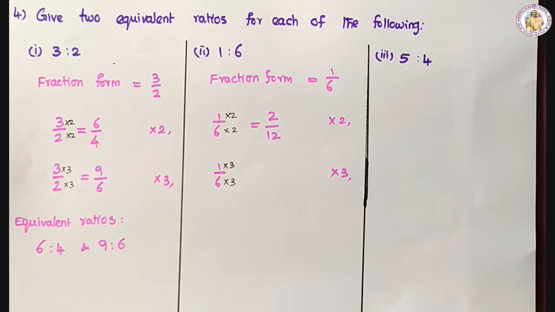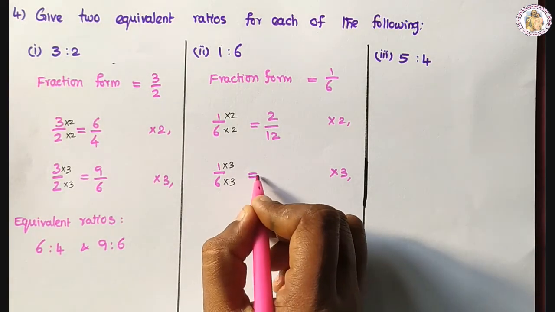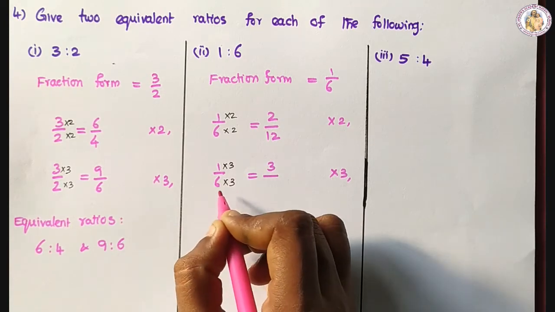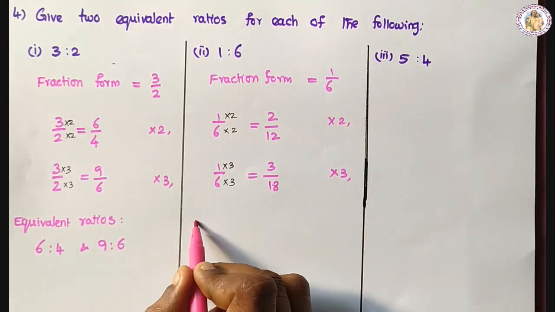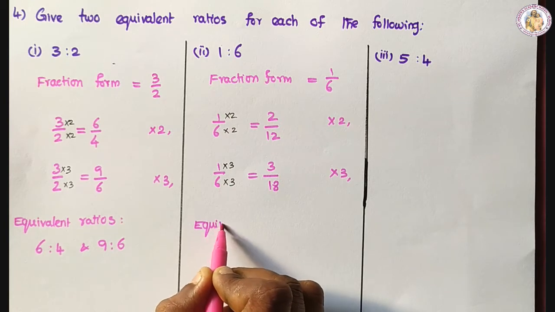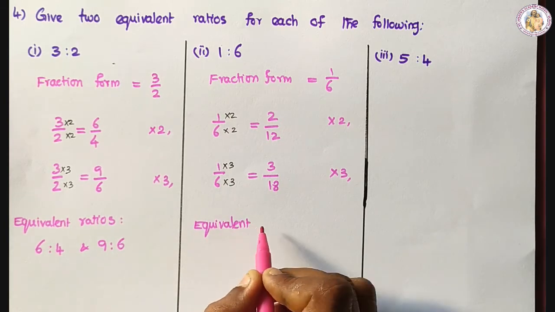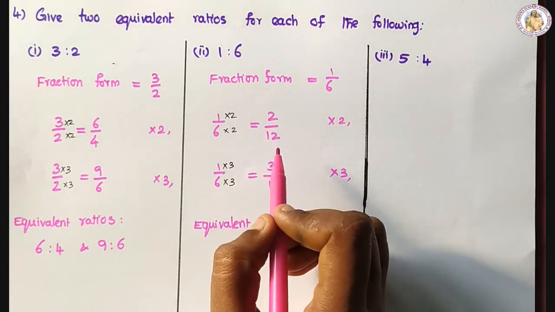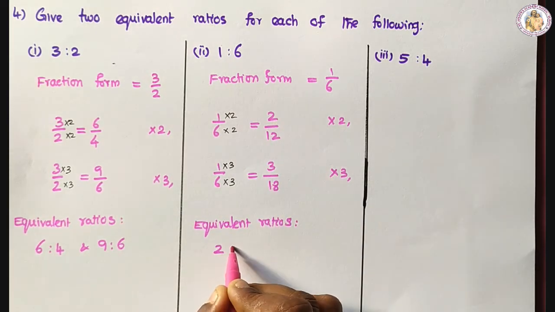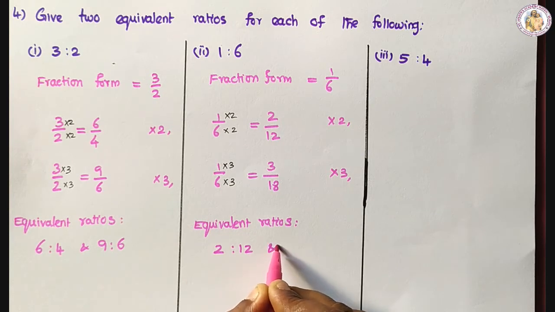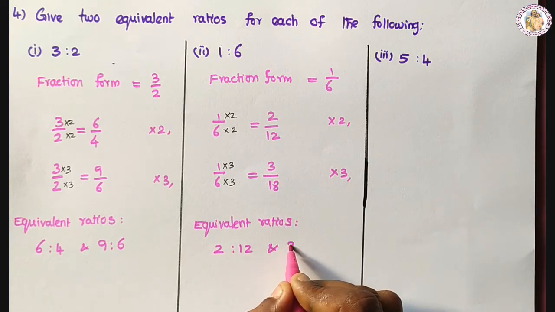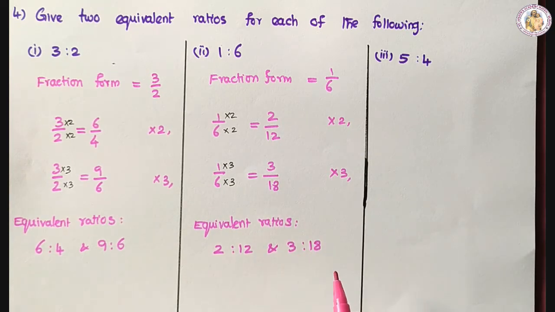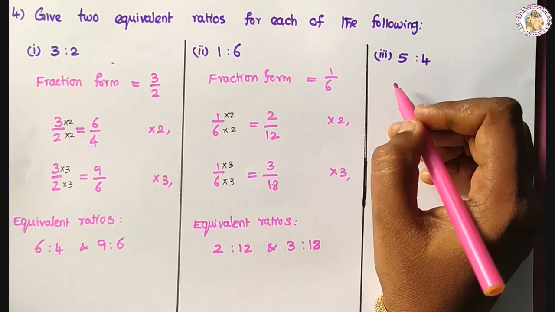Here also multiply by 3. That is 1 3 is 3, 6 3s are 18. Now the equivalent ratios. Two by 12, that is 2:12, and 3 by 18, that is 3:18.